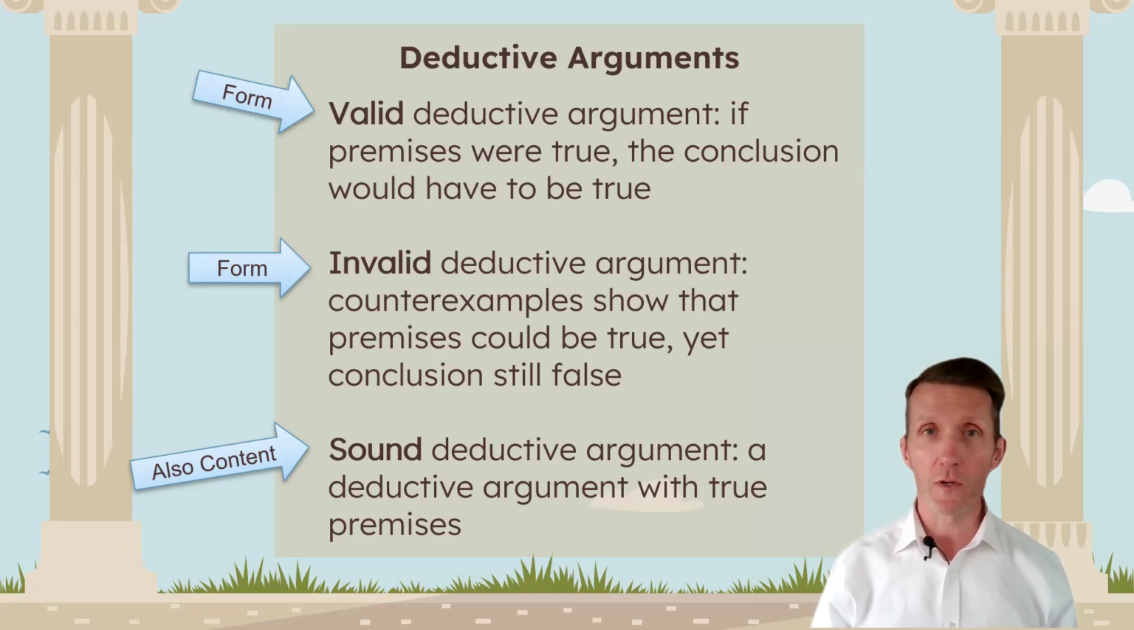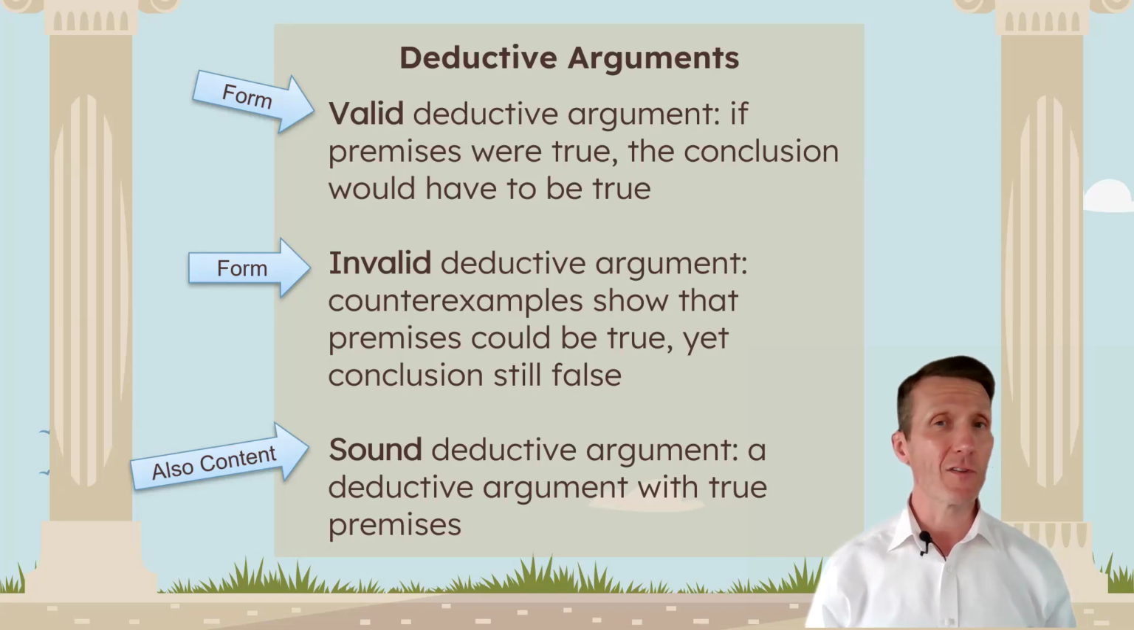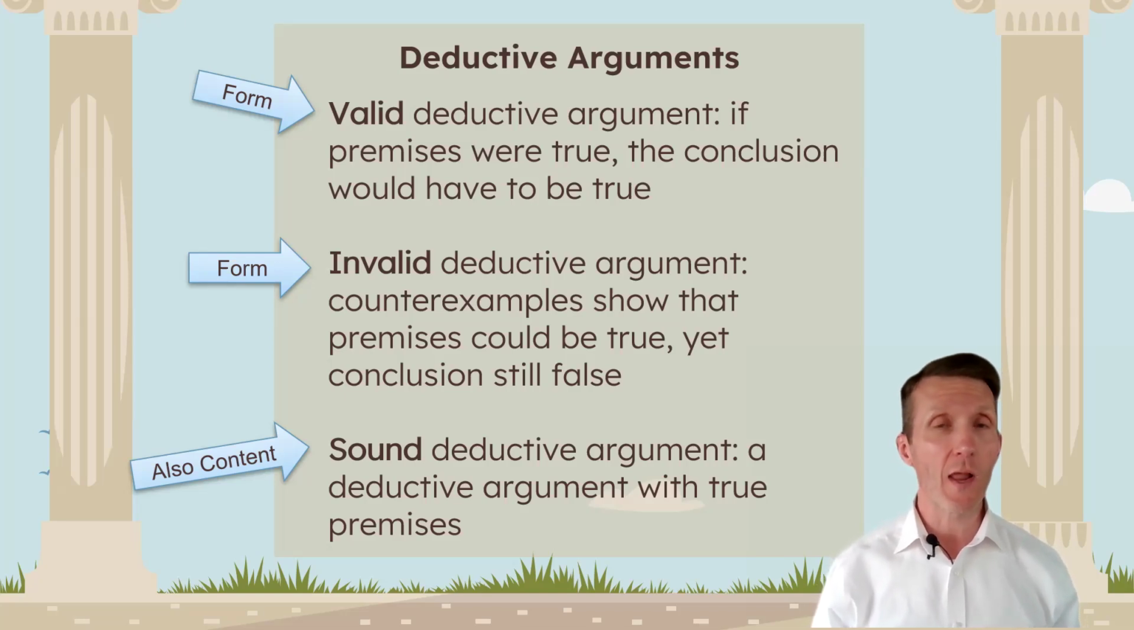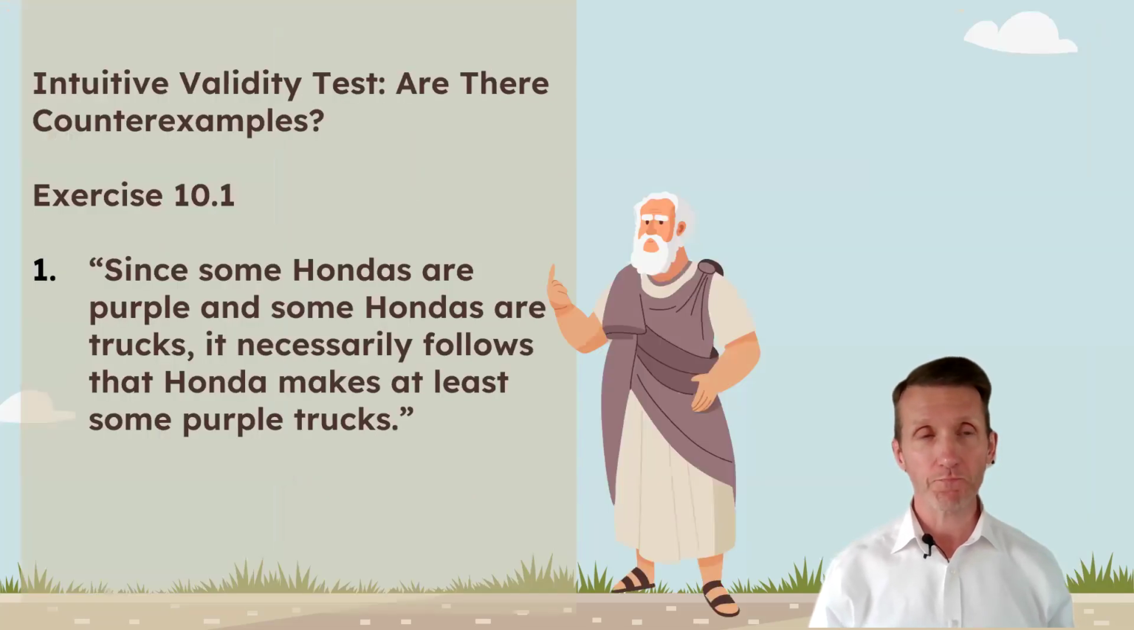And of course, a valid argument is a deductive argument in which, if the premises were true, the conclusion would have to be true. If it's a deductive argument in which, even if the premises were true, the conclusion wouldn't necessarily have to be true, then it's invalid. And if it's a valid argument with true premises, now it's called sound. And notice that validity and invalidity concern the argument's form, its internal logical structure, whereas soundness has to do with form and content, because you're saying something about the truth value of the premises.